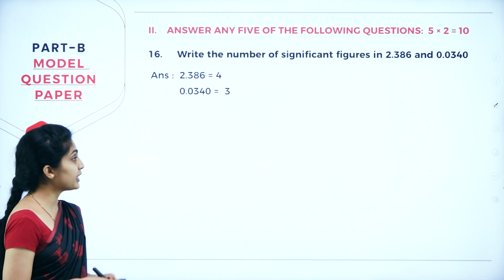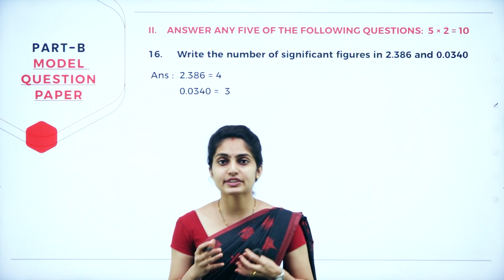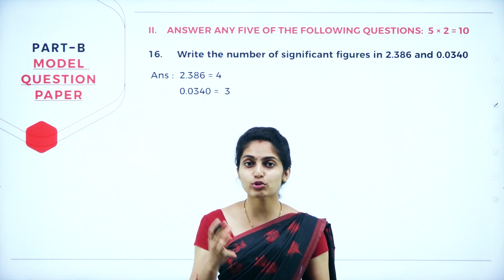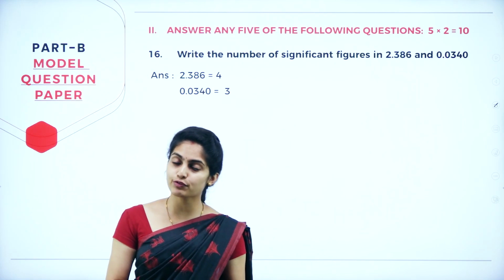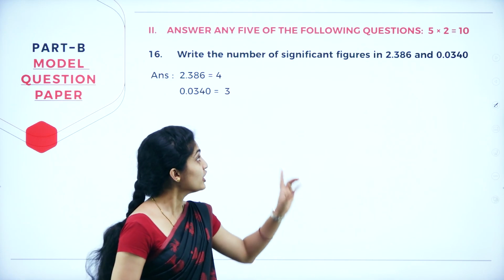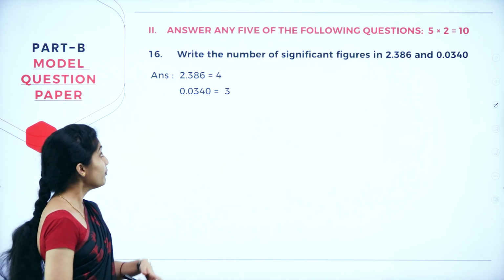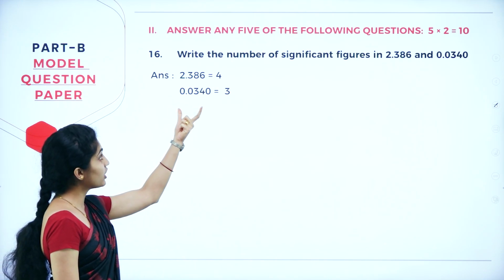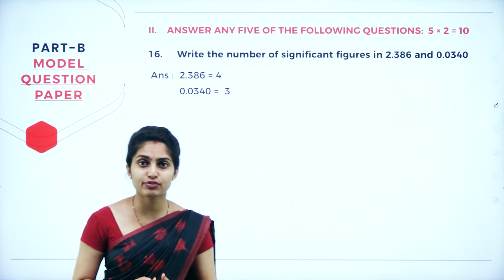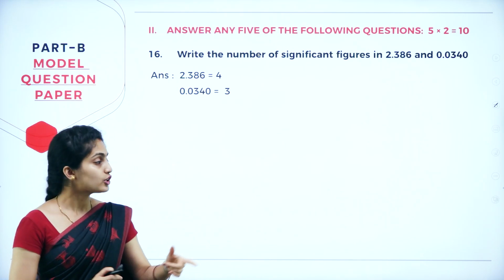And next it will be part B of the model question paper. And what does it say? You will have to answer any 5 of the following questions out of 10 questions. So we have 5 into 2, it is nothing but 10, okay? So now write the number of significant figures in the set of decimal numbers. So what do we have?